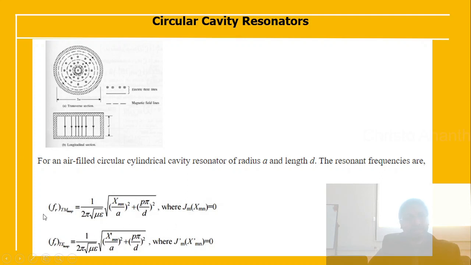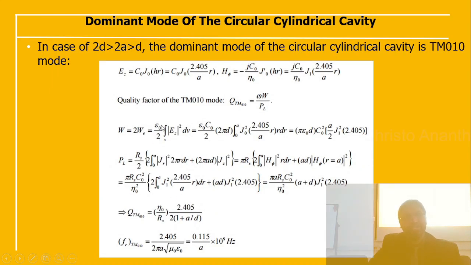Similarly for the transverse electric mode, it is 1 by 2 pi square root of mu epsilon, X Mn dash by A the whole square plus P pi by D the whole square. So in this case J M dash of X Mn dash would be equal to 0. In this case 2D is greater than 2A, which is greater than D. So the dominant mode we already analyzed for TE101.